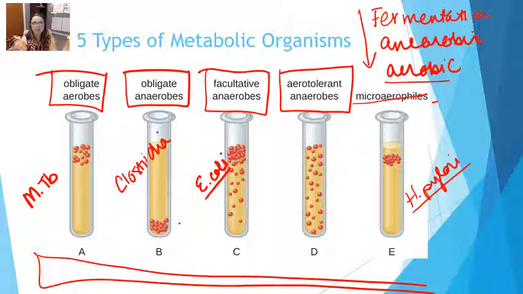Then you have the aerotolerant anaerobes. They aren't going to do anything with the oxygen, but it doesn't bother them. These are able to metabolize or to colonize a wide range of places, much like the facultative anaerobes. They're just not using the oxygen. An example of this would be S. pyogenes or group A strep. This is the organism that you have probably all experienced at some point in your life because it causes strep throat.